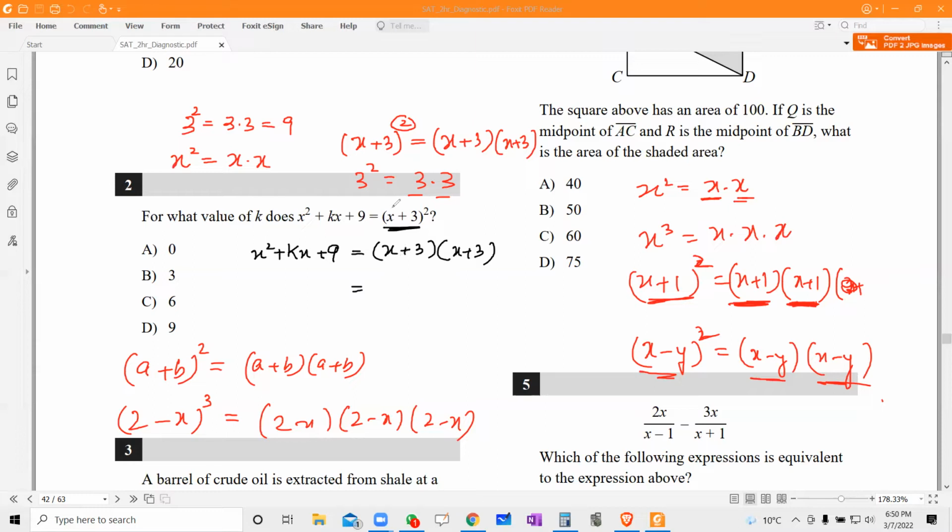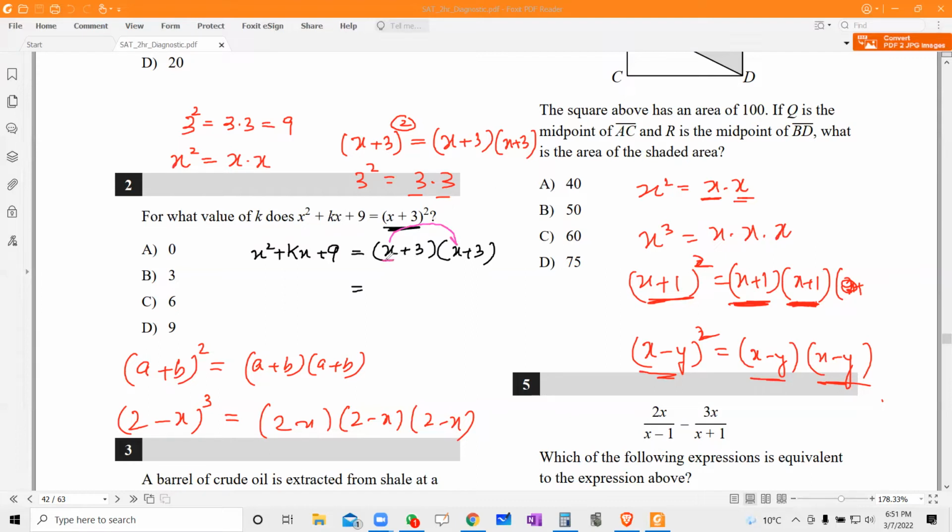Distributive property. How can we distribute the things? How can we multiply the x plus 3 and x plus 3, and what answer can we get? We're having these things in multiplication.